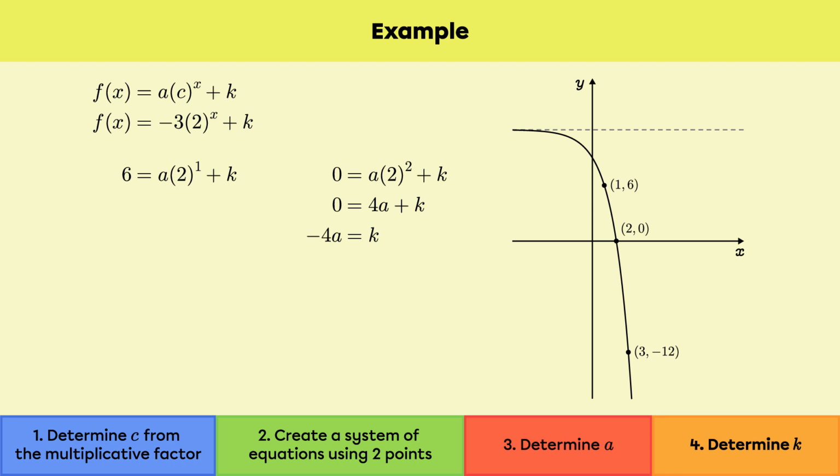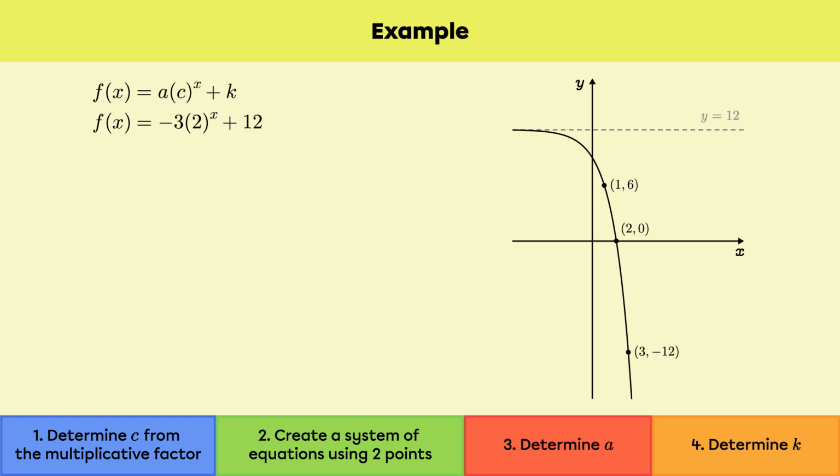Only parameter k is left to find. We can use one of the 2 previously found equations to do this. Let's take the second one since k is already isolated. We replace a by negative 3. Negative 4 times negative 3 equals k, which is 12. We can replace k with 12 in the rule. We can also conclude that the horizontal asymptote passes through y equals 12.